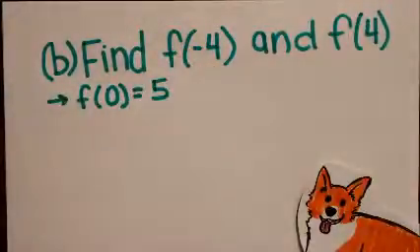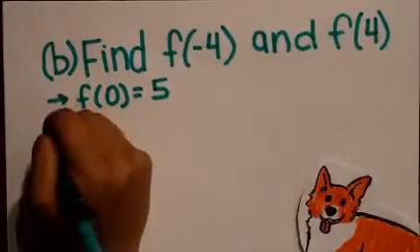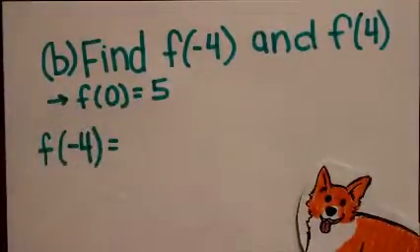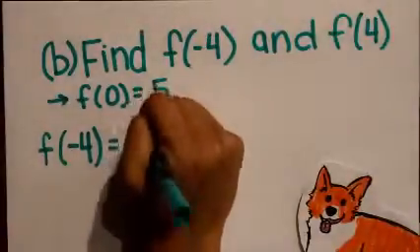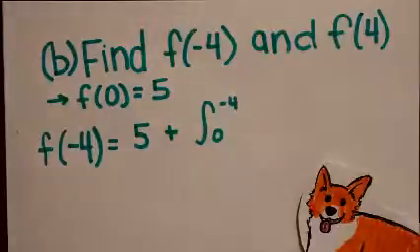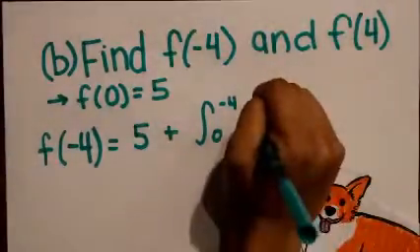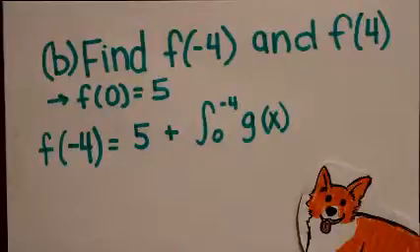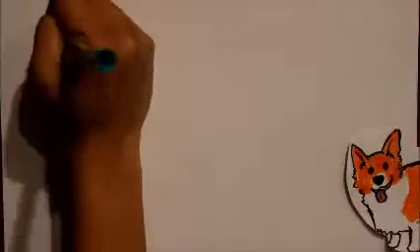Let's start with f of -4. We can use the graph to solve this one. Like I said earlier, we must add 5, the original amount, to it, so f of -4 equals 5 plus the integral from 0 to -4 of g of x. The integral of g of x is the area bounded by the x-axis and the curve.